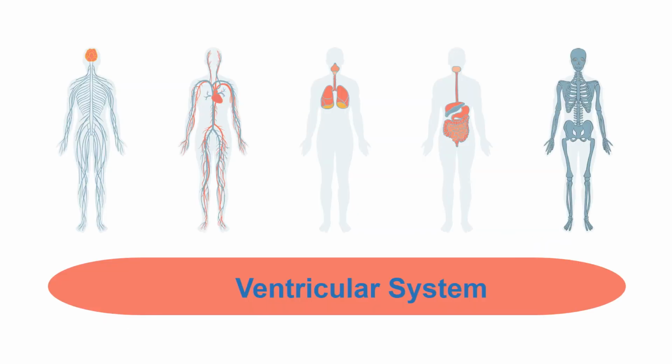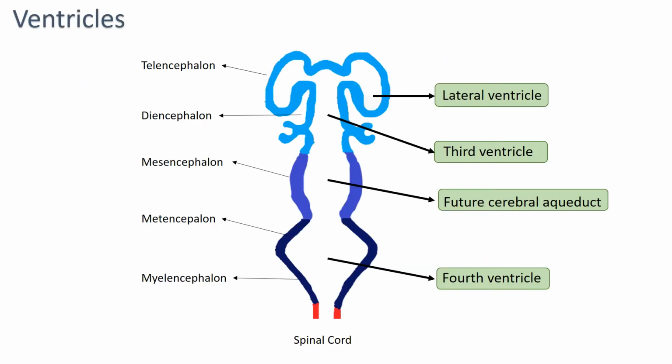Okay, then moving on to the ventricular system. How then does the ventricular system actually develop? Remember we had a neural tube, right? Well, the region of the lumen of the neural tube is basically where the ventricles form. And these ventricles contain cerebrospinal fluid, or CSF, that is produced by the choroid plexus.